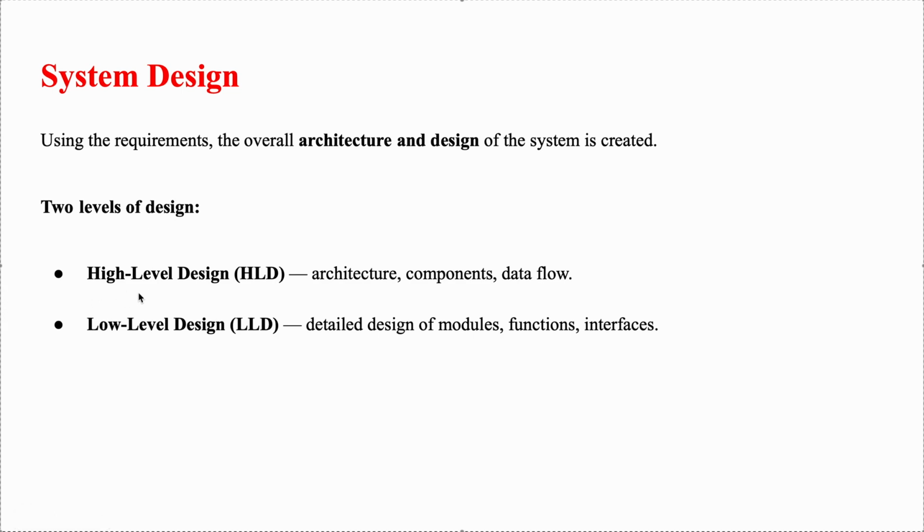First, we have high level design. This covers the big picture, things like the system's architecture, the main components, and how the data will flow between them. Then comes low level design. Here, the team drills down into the details, designing individual modules, functions, or interfaces so that developers know exactly what to build in the next phase. In short, system design turns the what from the requirement phase into the how for the developers.